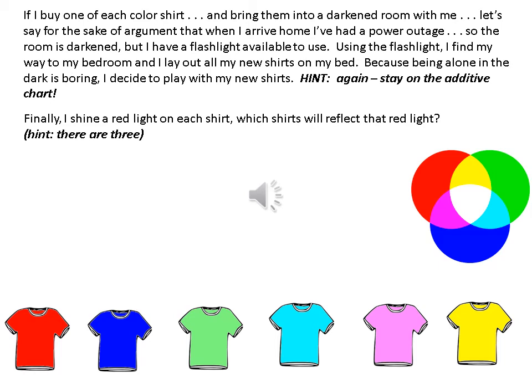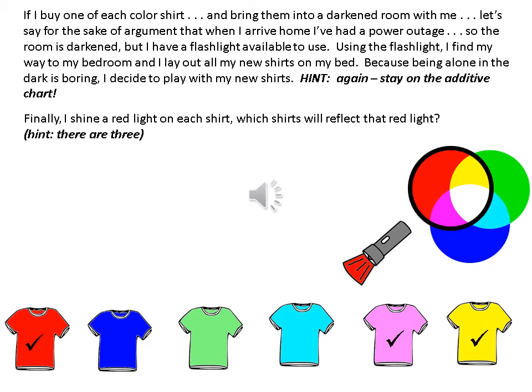And finally, I shine a red light on each shirt. Which shirts will reflect that red light? Once again, I'm going to put a circle around the colors that will reflect the light that I'm shining. This time it's red light. And I see that the shirts that will reflect red light are the red, magenta, and yellow shirts.